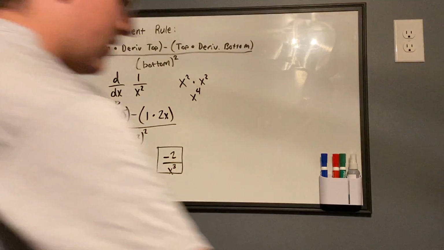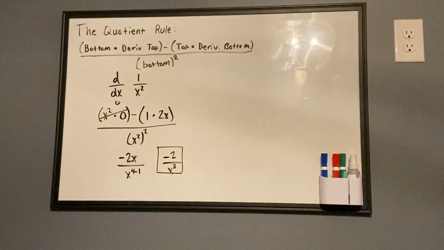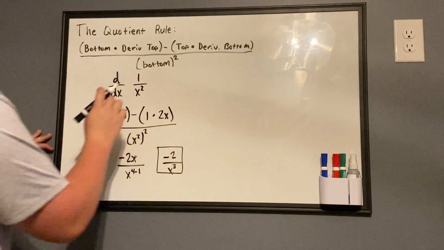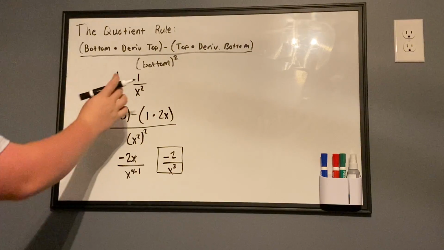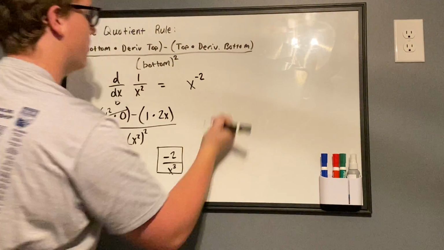Now what I want to point out to you though, is this was a case where we could simplify this down and then use the power rule. Because from algebra, we know that if we have an x squared on the bottom, if we want to change that up to the top, we just have to make the exponent negative. So this is the same thing as x to the negative 2.